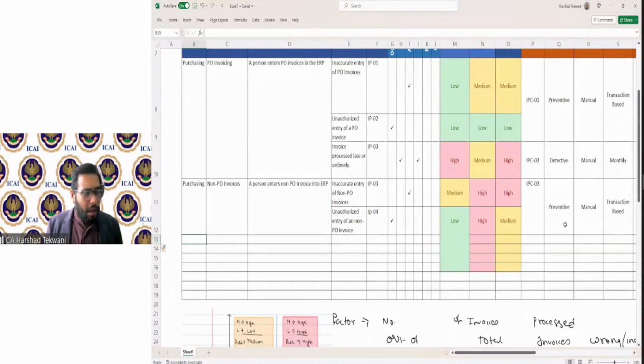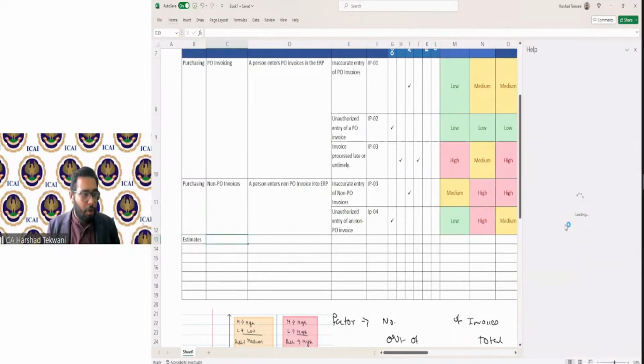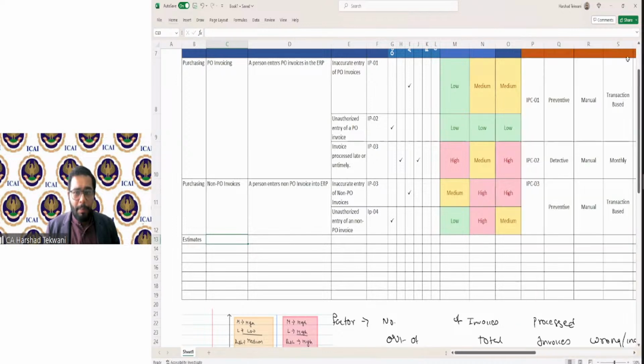Let's say, for example, done with the purchases. Instead, I will be taking estimates. Okay, year-end estimates. So there was one process, that warranty estimate or bad debt provision. Simple one.